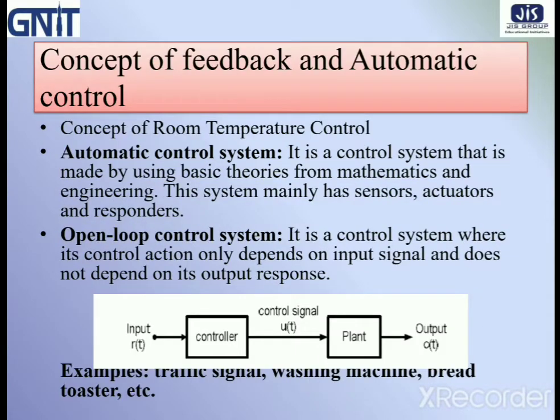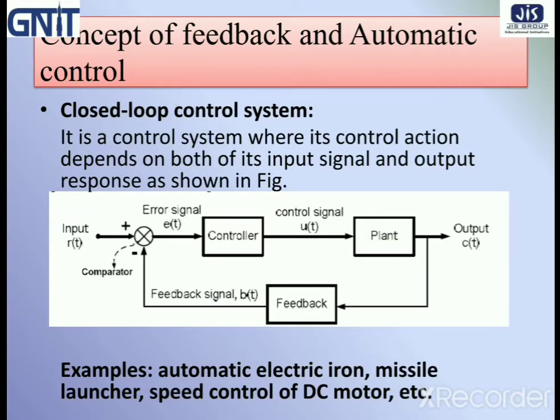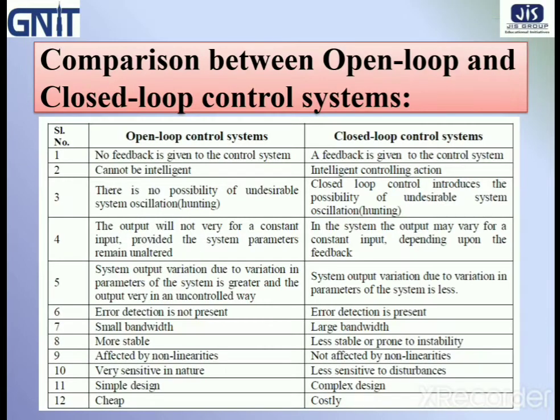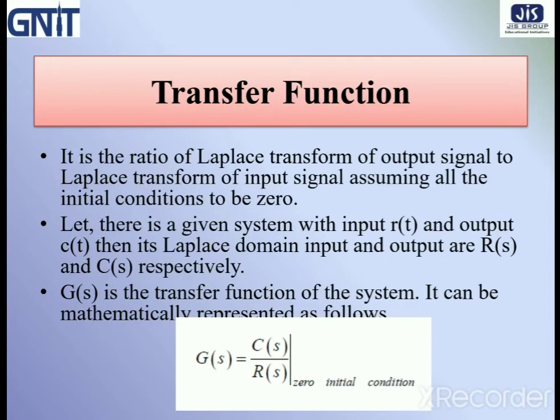and this is the open loop control system. This figure shows the open loop control system where no feedback is present, and this figure is the closed loop control system where one feedback is present. Feedback means the part of output which is given back to the input. That is basically feedback. So this is the basic difference between open loop and closed loop control system. Here are some differences between open loop and closed loop control systems.